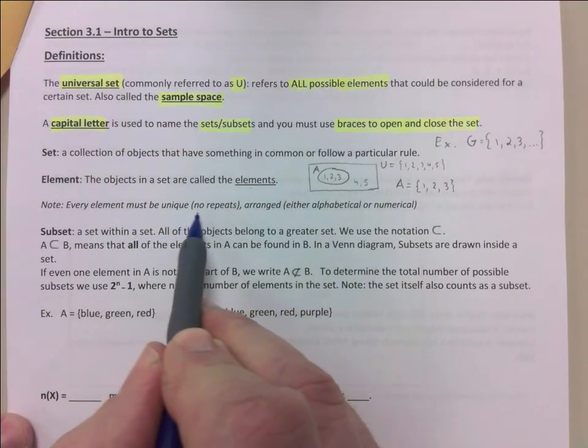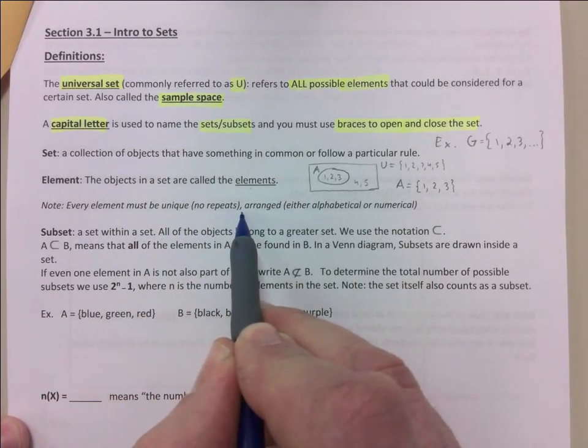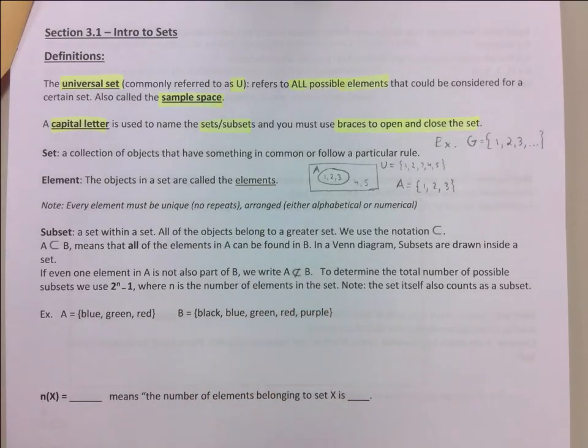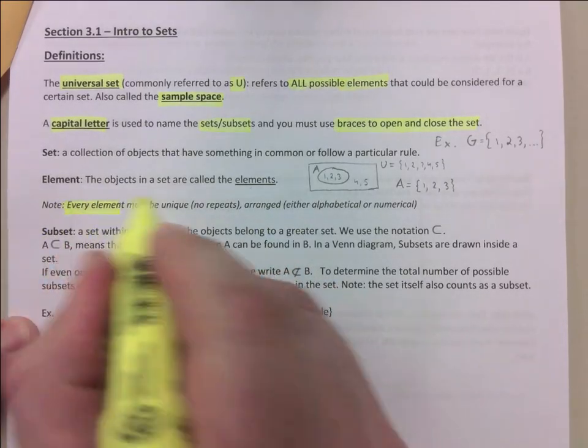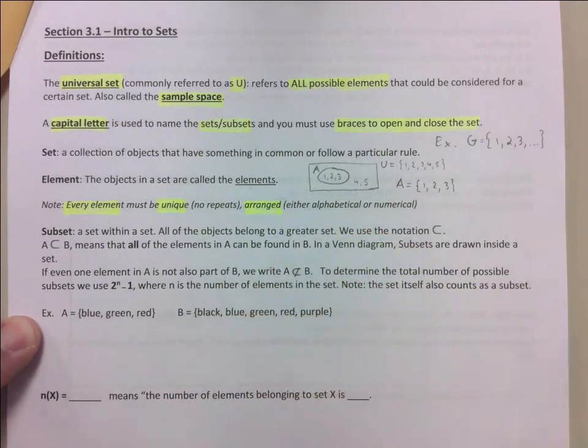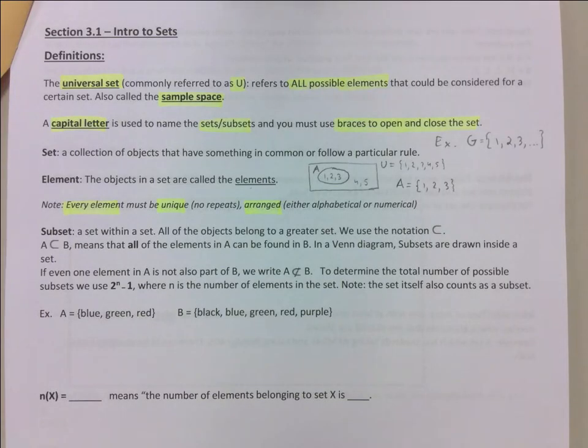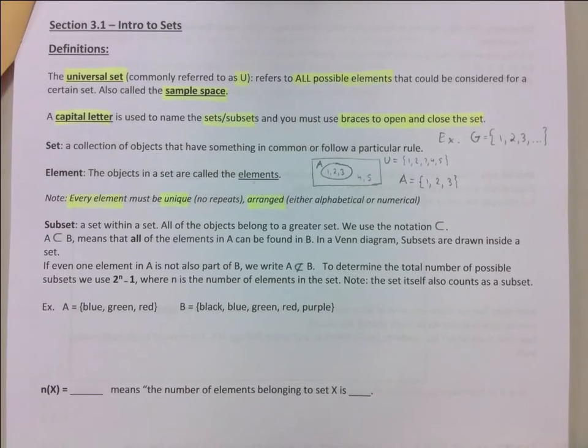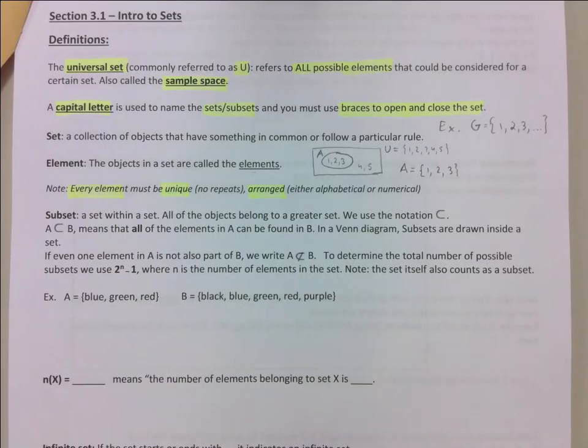Every element must be unique, no repeats, and they need to be arranged. I will not take marks away if they're not arranged because the province doesn't either, but technically we should have them arranged, either alphabetically or numerically.